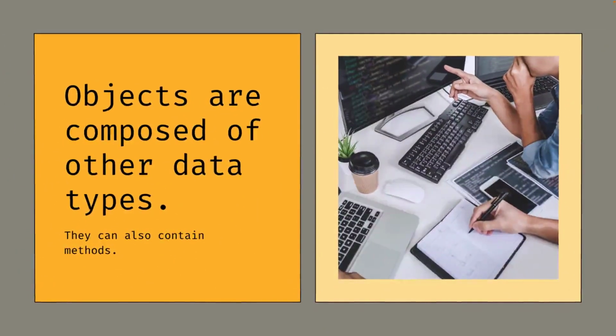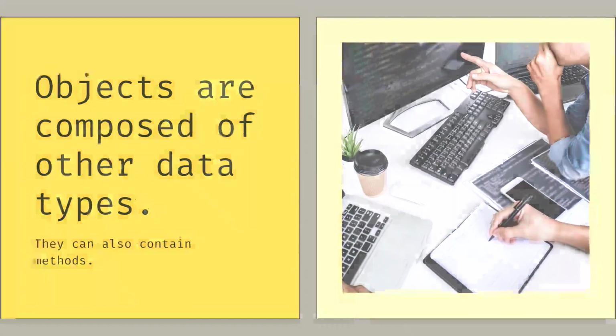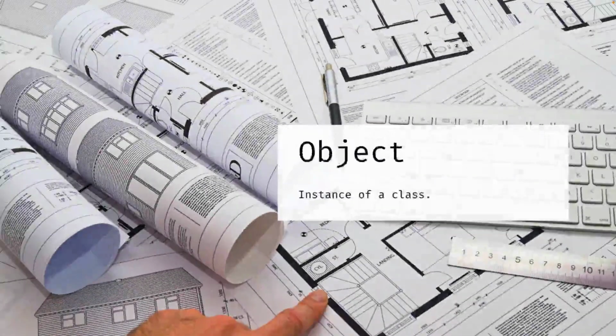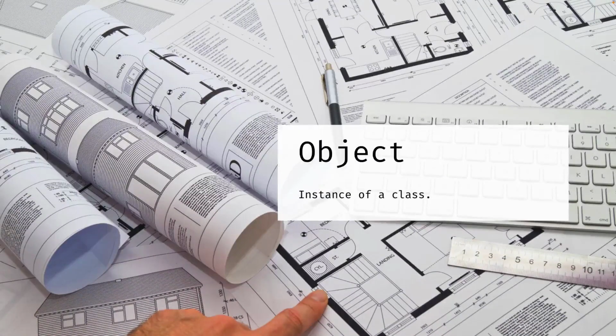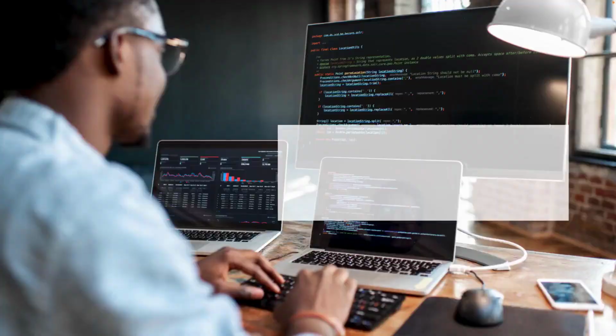Objects, on the other hand, are composed of other data types and do contain methods. Or at least, they could. An object is an instance of a class. And a class is a blueprint that's pretty much a collection of properties and methods.